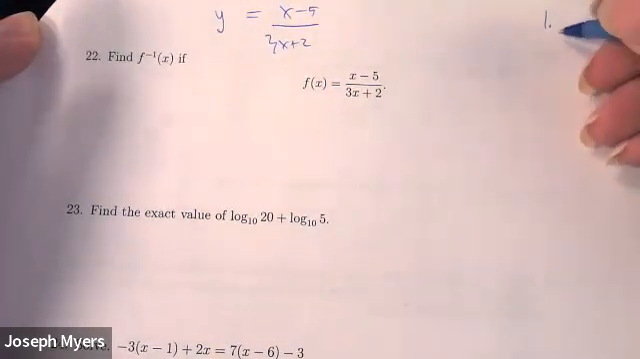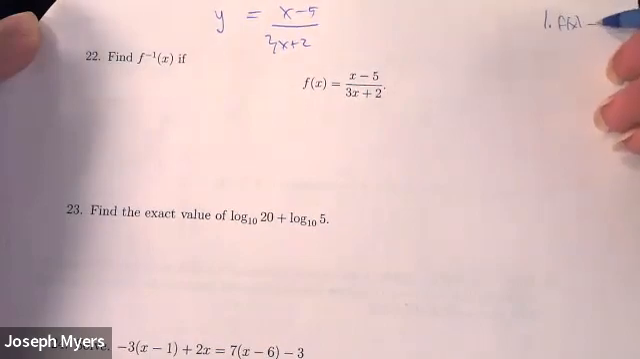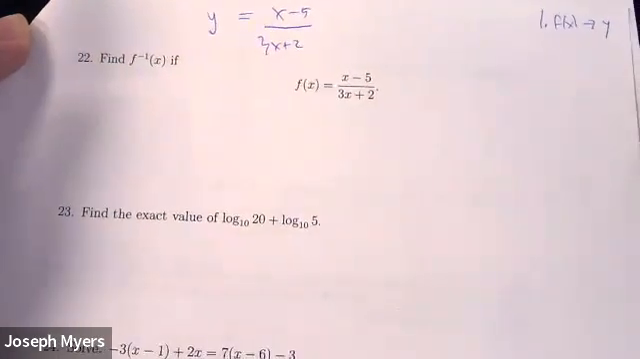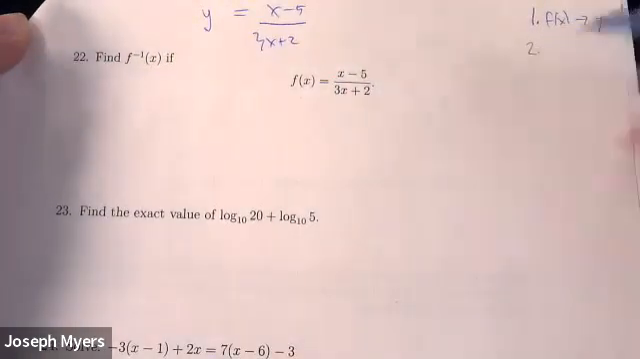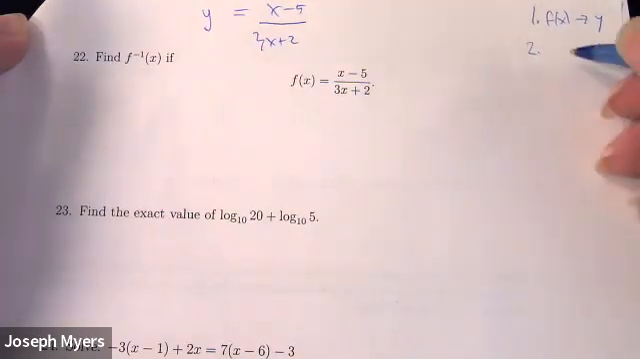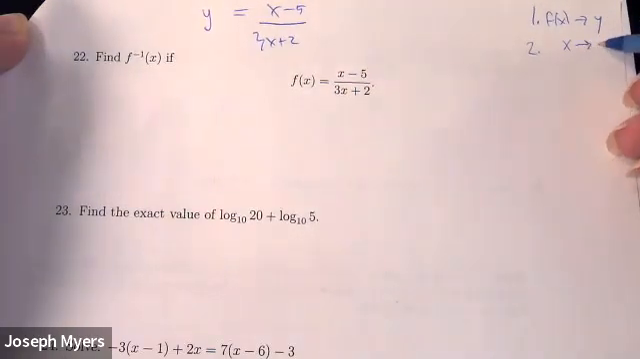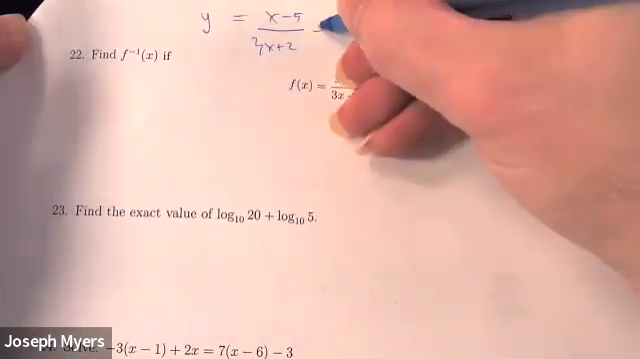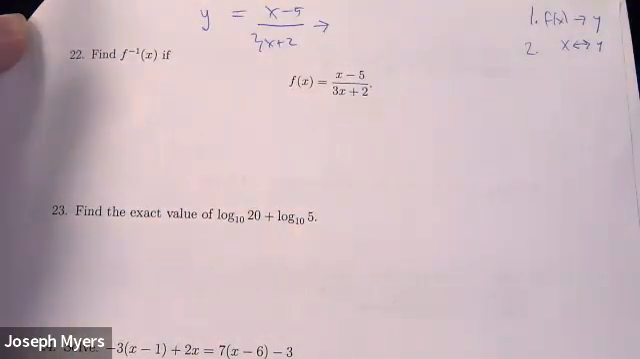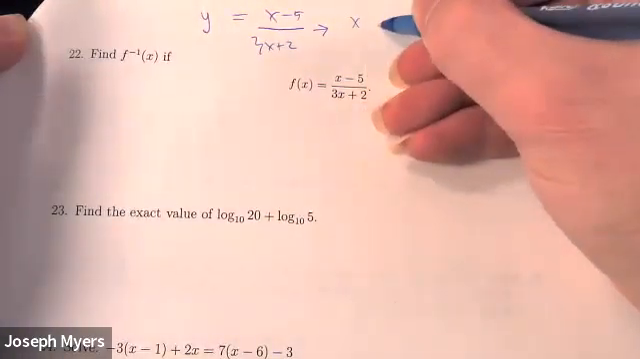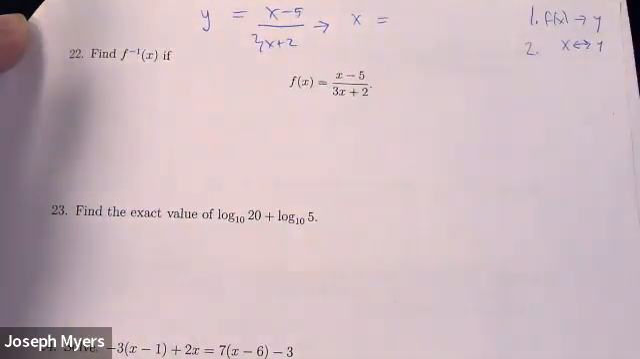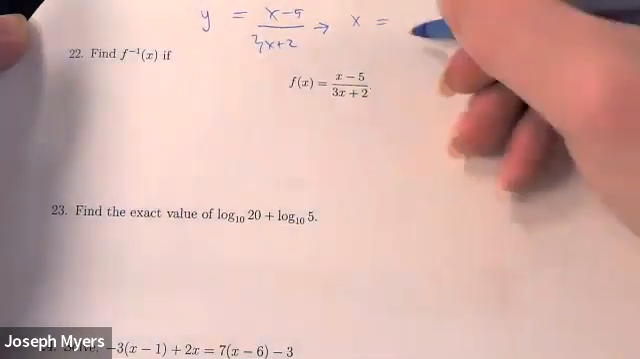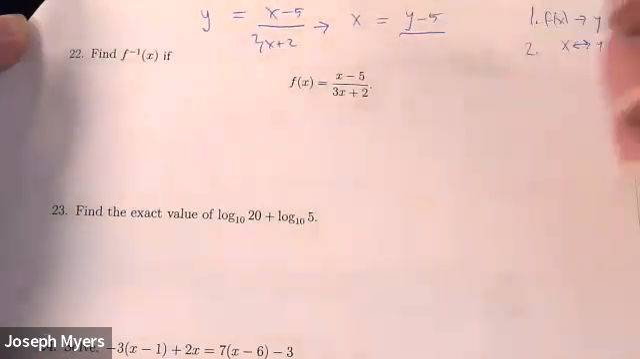Step number 1 of finding an inverse function is to change the name of the function to the letter y. The second step is to switch the letter x to be called y and change the letter y to be called x. So you go from that step and change the y to an x, so you say x equals, and then change the x to a y: y minus 5 over 3y plus 2.